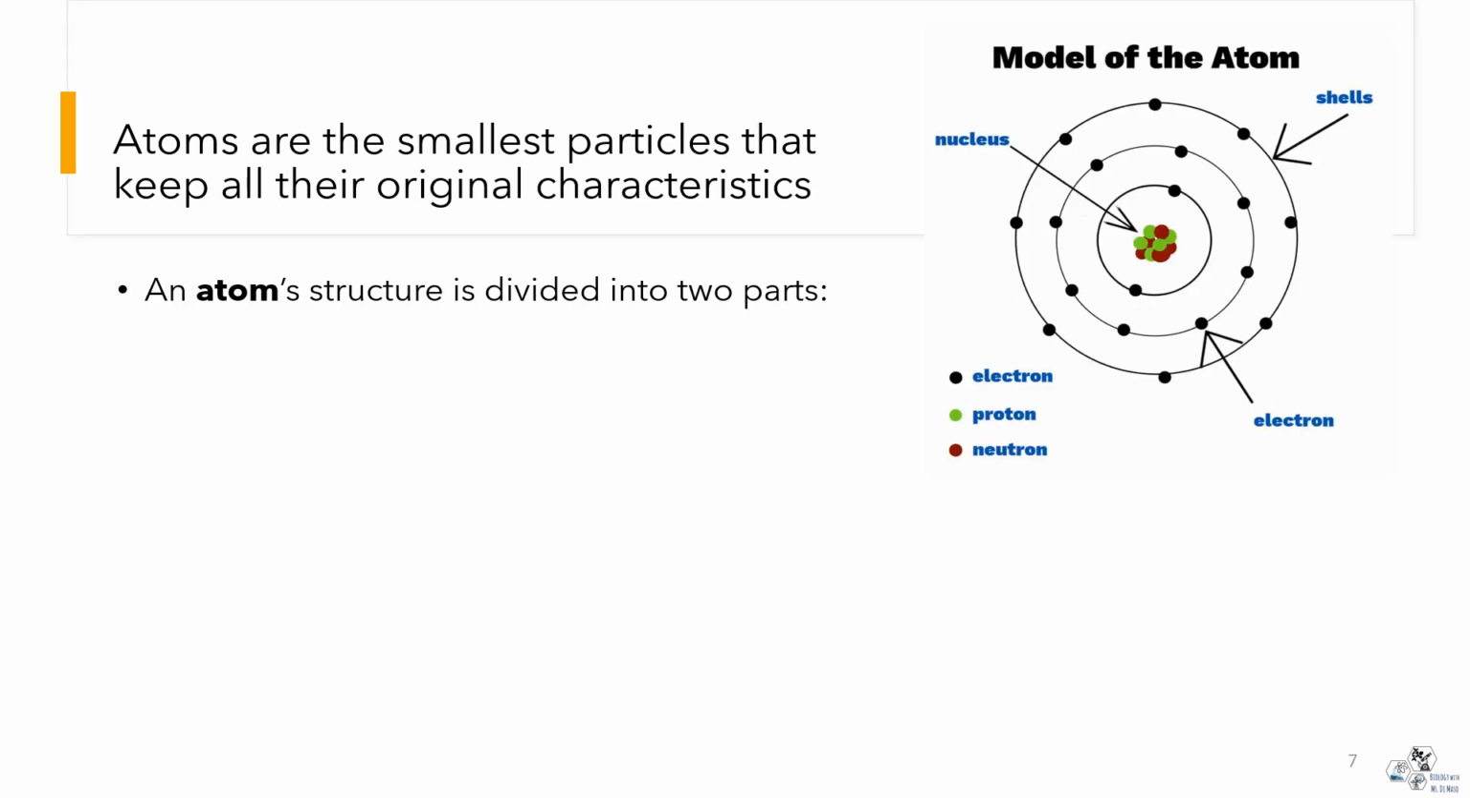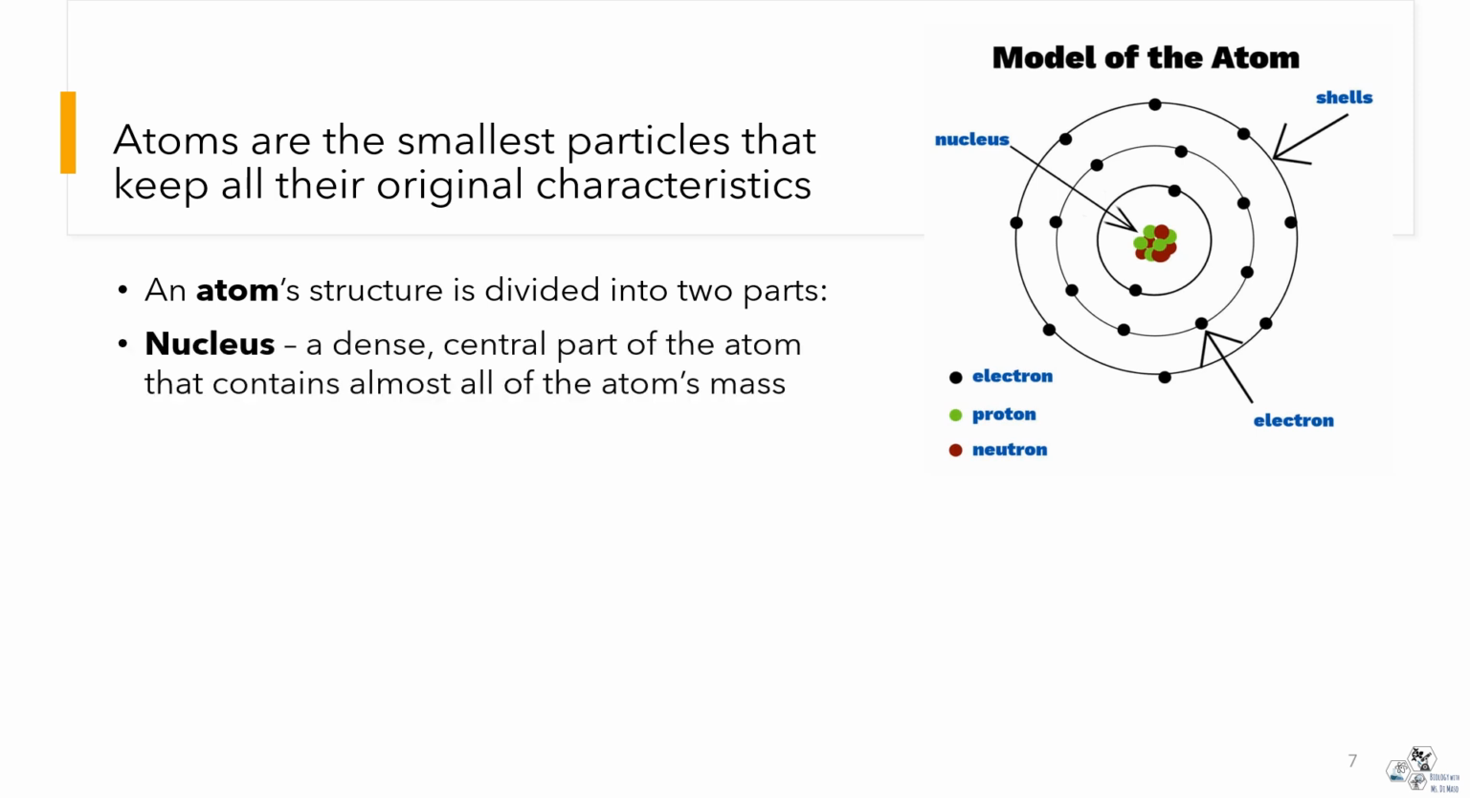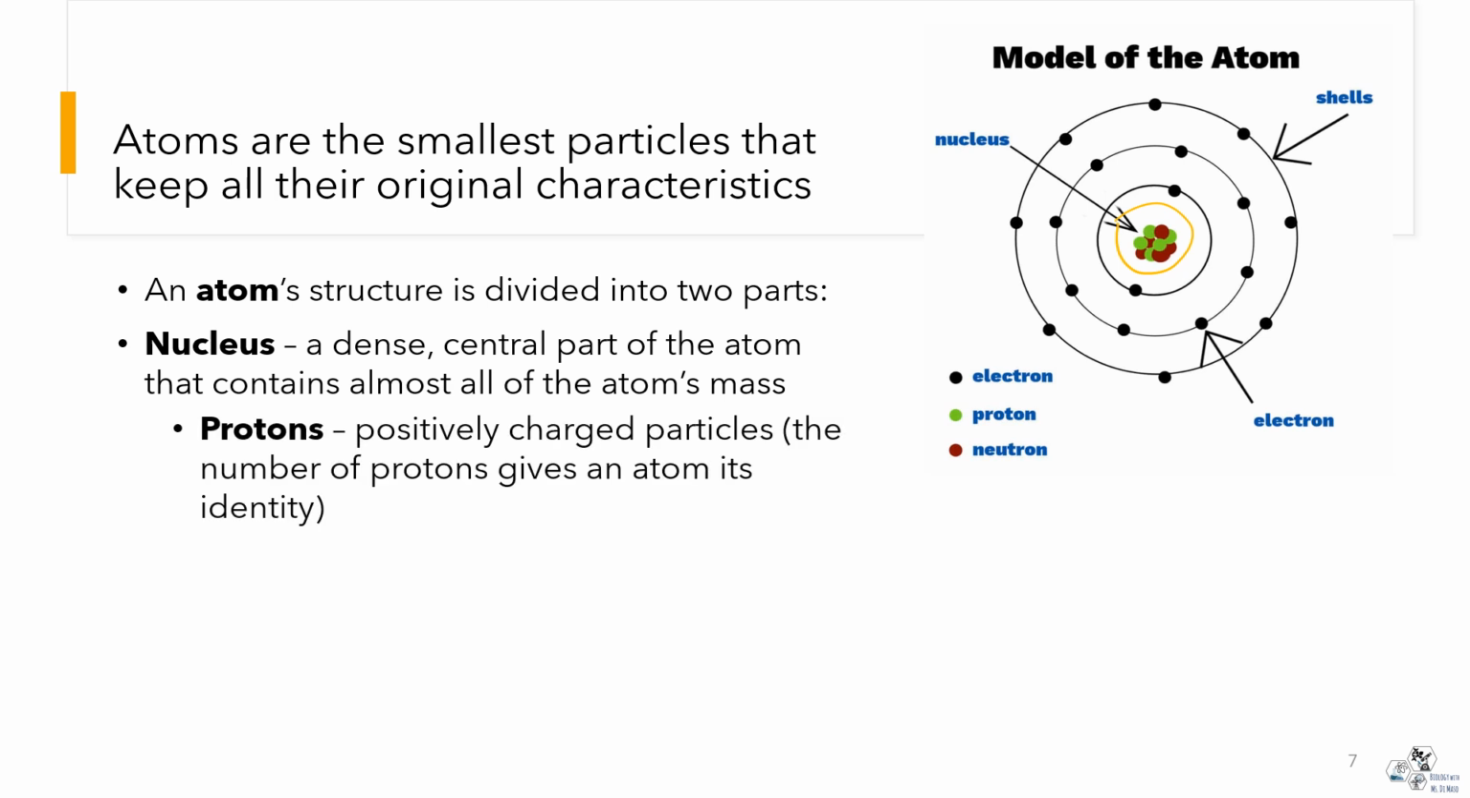So atoms are the smallest particles that keep all of their original characteristics. Anything smaller than that, and they don't have the same characteristics anymore. You can have many atoms of the same element together, and they will all have the same characteristics as each other. So the atom structure is divided into 2 main parts. There's the nucleus. This is the dense central part of the atom right here, and that is containing most of the atom's mass. Some of the mass is found outside of it in the electrons.